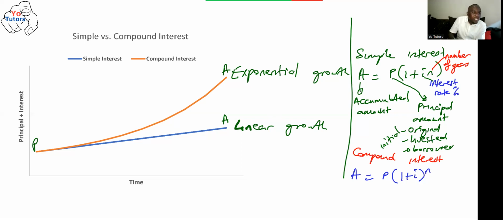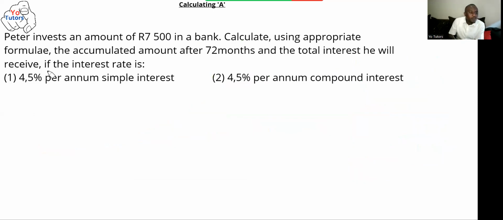Now let's look at an example. We are calculating the accumulated amount in this case. Peter invests an amount of 7,500 in a bank. Calculate, using the appropriate formula, the accumulated amount after 72 months and the total interest you will receive if the interest rate is 4.5% per annum simple interest and 4.5% per annum compound interest.